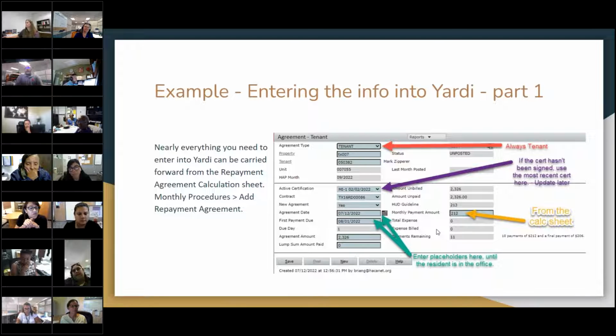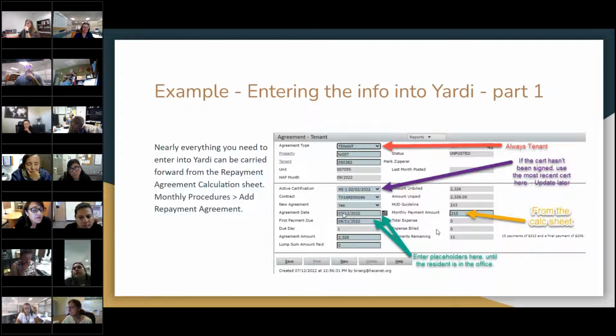All right, so here is our repayment agreement screen. I would get here from monthly procedures at the top of Yardi from the affordable role, then go to review repayment agreement. And I've entered everything here so we can look at it and talk about it. This is a tenant agreement. It's always tenant. Don't use another of the drop down, always tenant. The active certification is going to be their most recent cert, and that is their move-in 1.